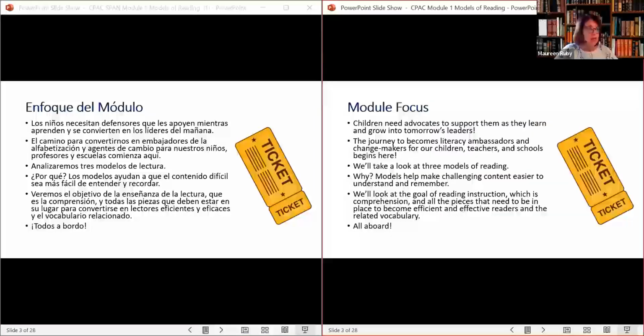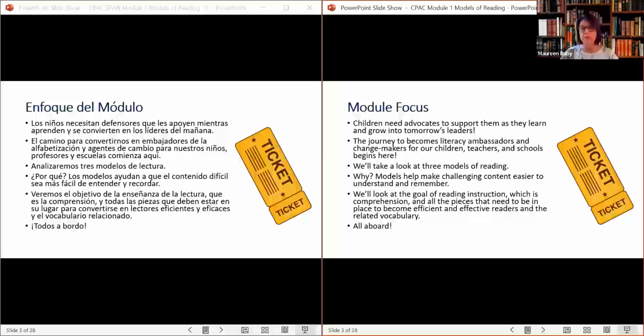So our focus today is pretty basic. We know that children need advocates to support them while they are going through their learning trajectory, while they're in school, and while they are on their personal journey to become the leaders of the world of tomorrow. You see it on memes: the children who are in school now are the people who are going to be taking care of us when we're older. So we need a really strong cadre of people who are going to be caring for us and making decisions about us, both in government and in our personal lives. And this journey that we are on together to become literacy ambassadors and change makers for our students, whether we're parents or teachers or school administrators, specialists of any kind, really begins here with the basics.